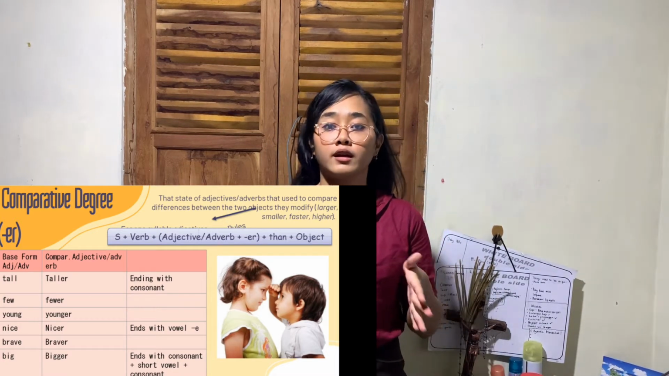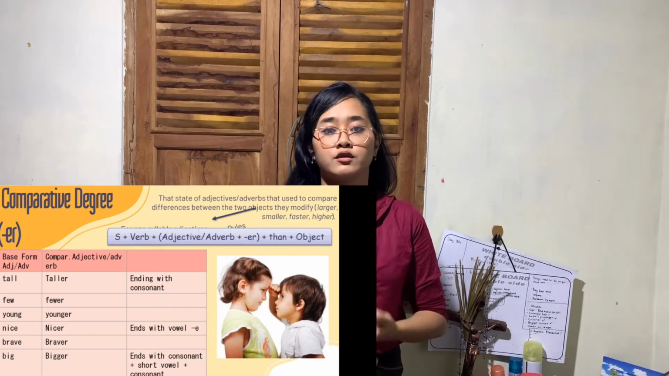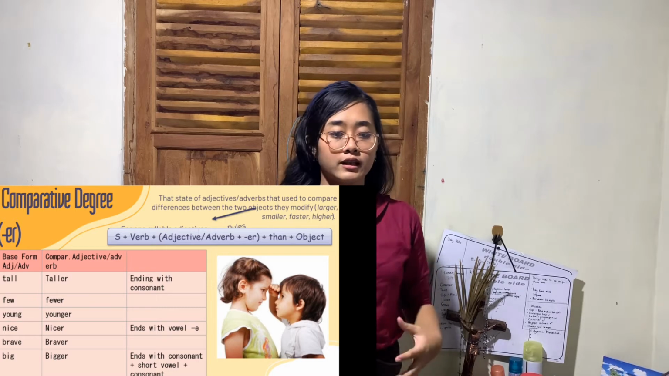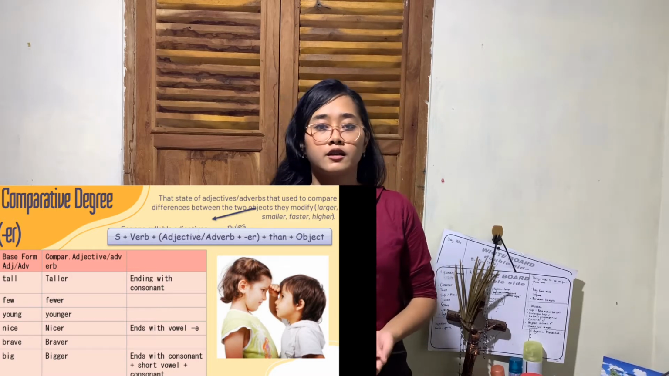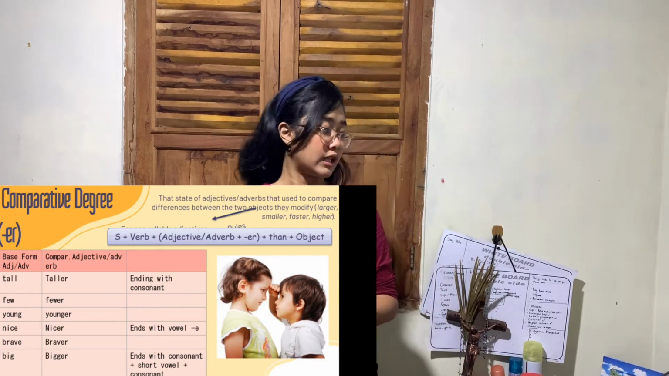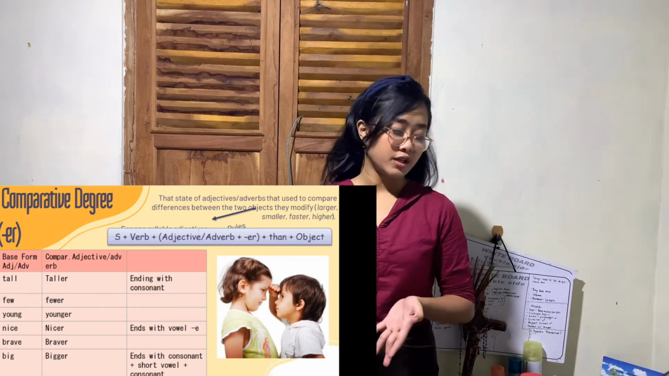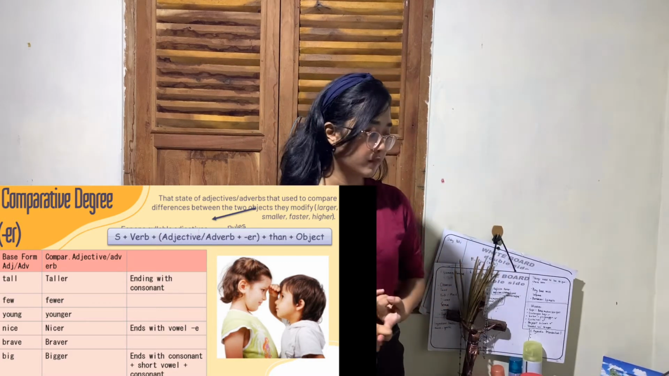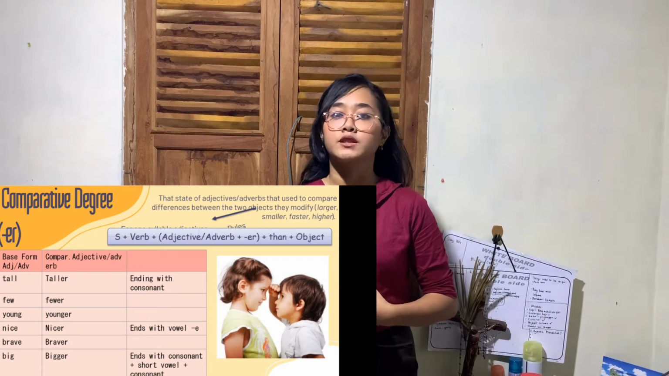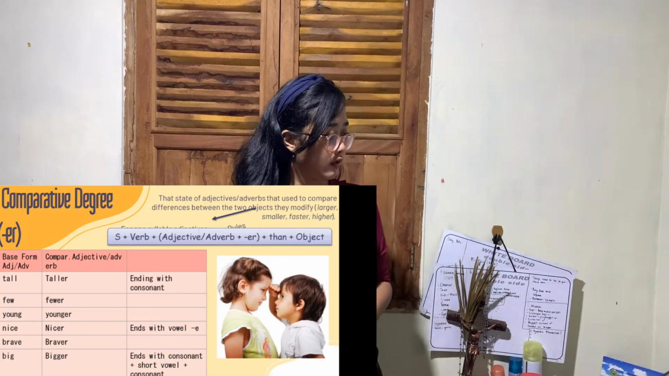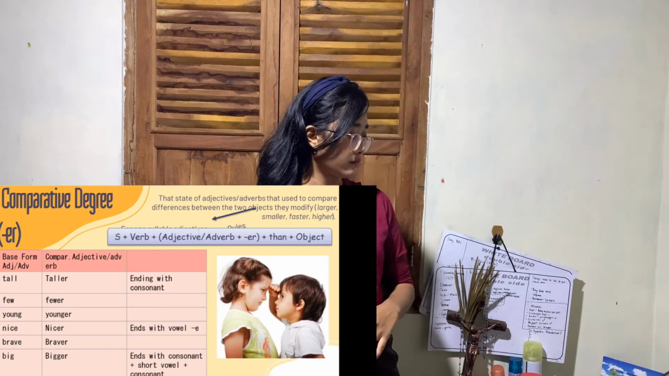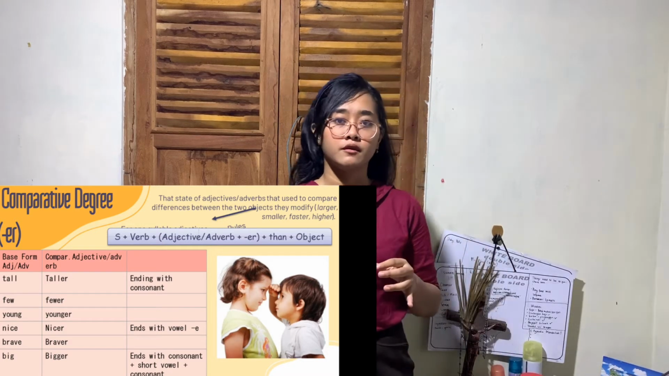Actually, comparative degree has some structures, and it depends on the syllables of the adjective. So if we have a one syllable adjective, we can take a look at the slides. We use the structure subject plus verb plus adjective or adverb plus er plus than plus object. So that's the structure, and let's take a look at the example.